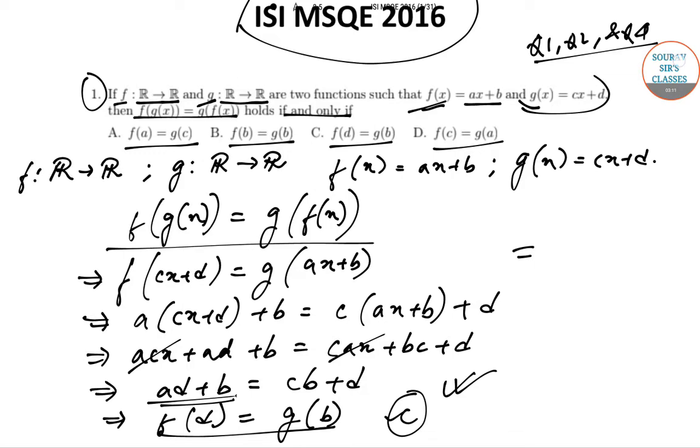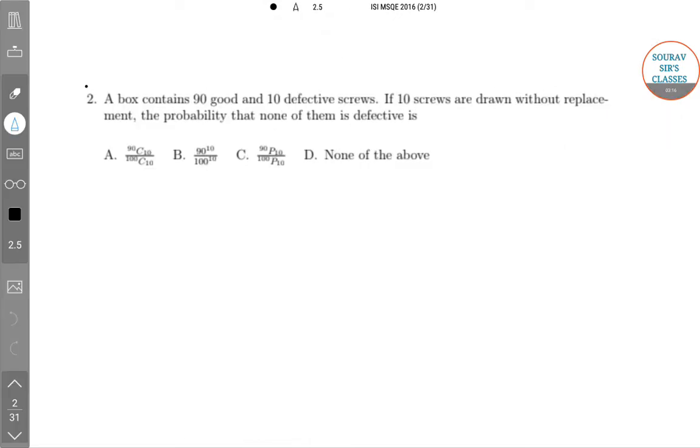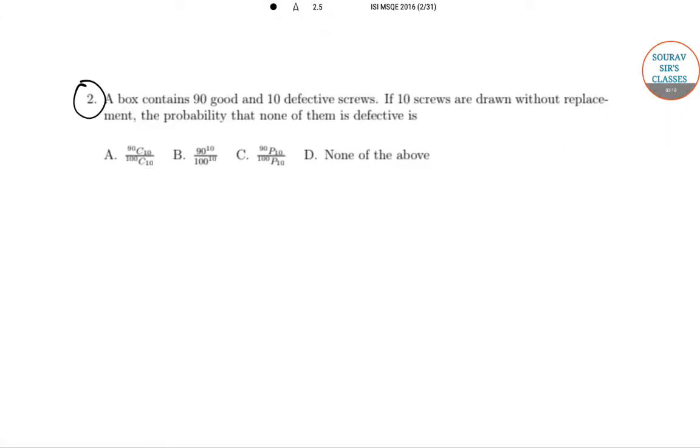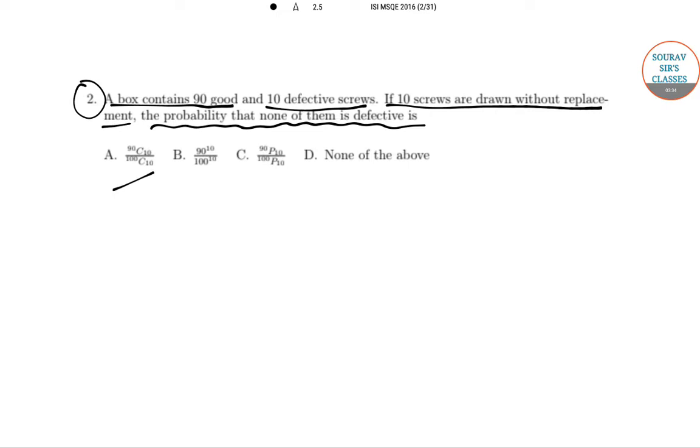Now let's move on to the next question. In the next question, which is question number 2, it is said that a box contains 90 good and 10 defective screws. Now if 10 screws are drawn without replacement, then the probability that none of them is defective is given by 90c10 upon 10c10, 90 to the power 10 upon 100 to the power 10, 90p10 upon 100p10, and none of the above.